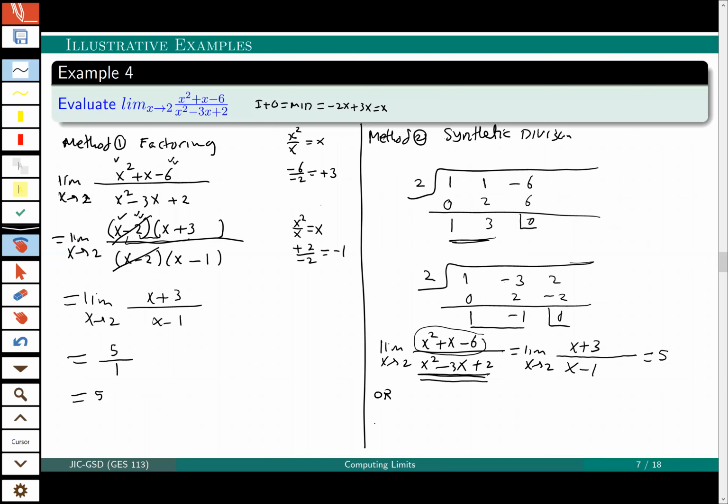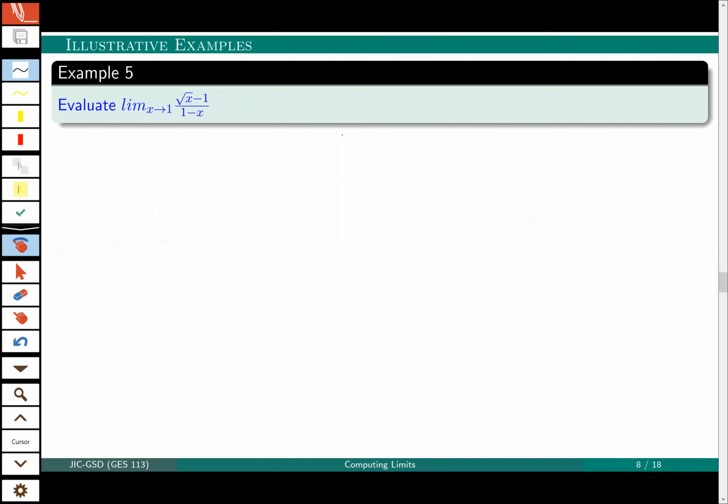Or we could say the first polynomial can be written as the divisor, which is x minus 2, times the result of the division, which is x plus 3. And same thing here, the divisor, which is x minus 2, times the result of the division, which is x minus 1. So when you substitute, you'll get 5 over 1, which is 5. So either one is the same story. We are saying the same thing in different ways. Here is actually, we repeat the same question.